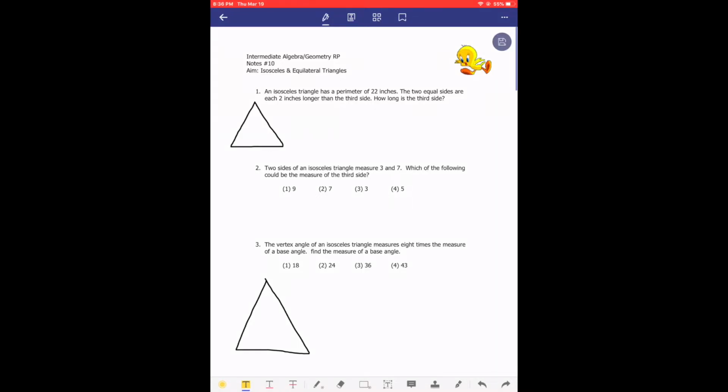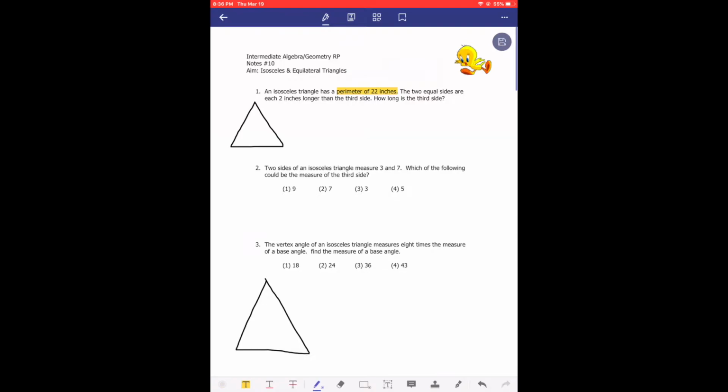Question 1. An isosceles triangle has a perimeter of 22 inches. Remember, perimeter means if I add up all the sides, I would get 22. The two equal sides are each 2 inches longer than the third side. How long is the third side?